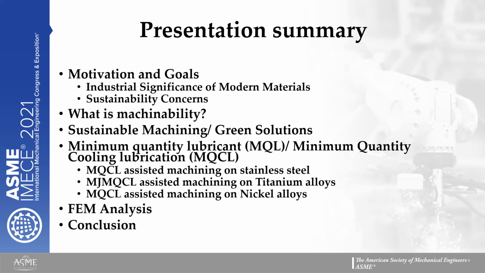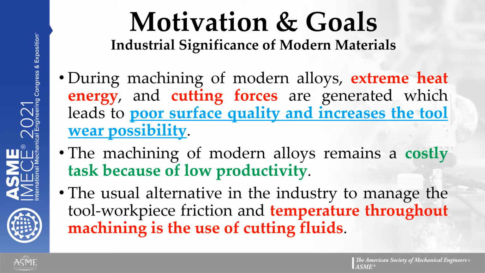A brief agenda of today's presentation. As far as the motivation and goals are concerned, first I will discuss the industrial significance of different modern materials. So during the machining of these superalloys and modern materials, high heat energy is generated, and at the same time higher cutting forces are also produced. As a result of these higher magnitudes, poor surface finish is observed, and at the same time high tool wear is observed. So machining of these modern materials remains a costly task because of these problems.